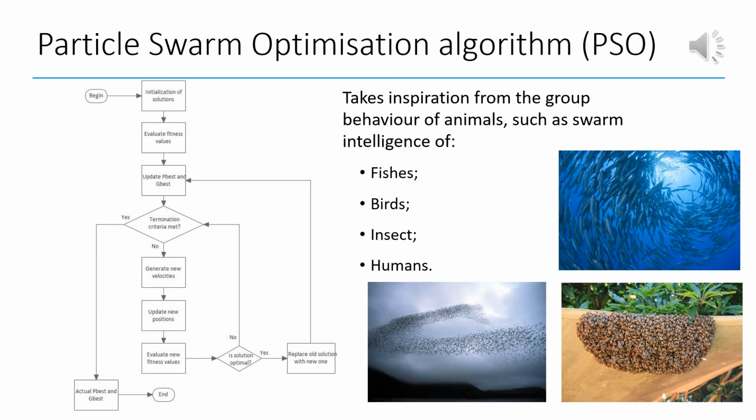The particle swarm optimization algorithm is based on the behavior of flocks of birds, swarms of insects, shoals of fish, and even the behavior of humans. Search agents move through the search space communicating the best position to the other search agents, moving to the point with the best result. This flowchart represents the operation of this algorithm.